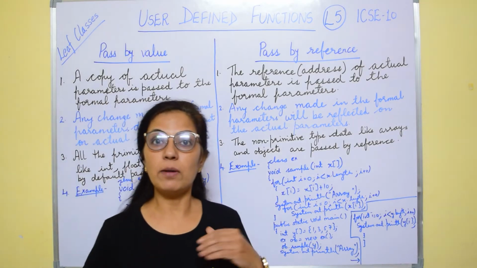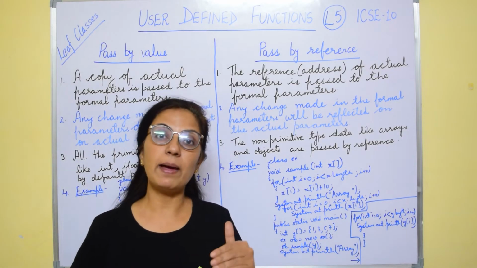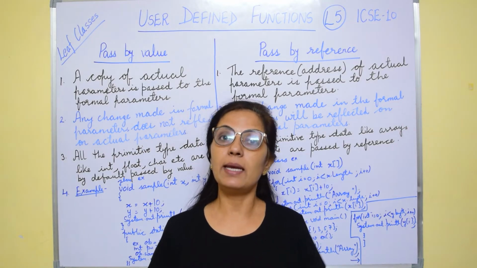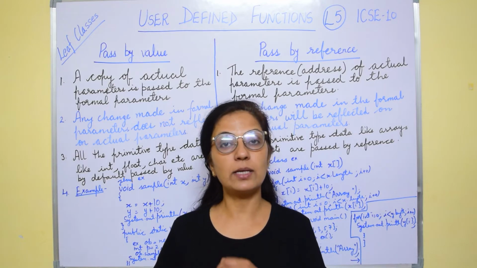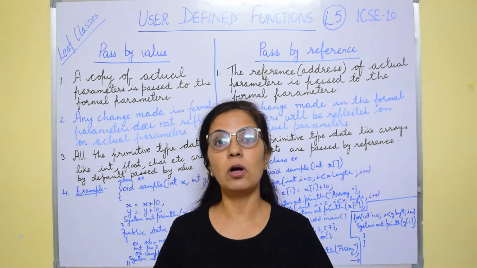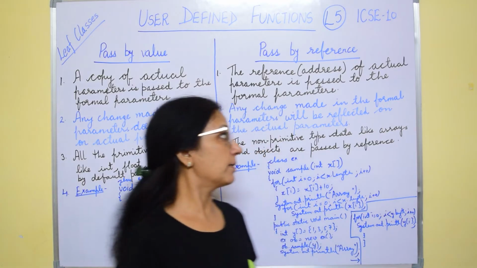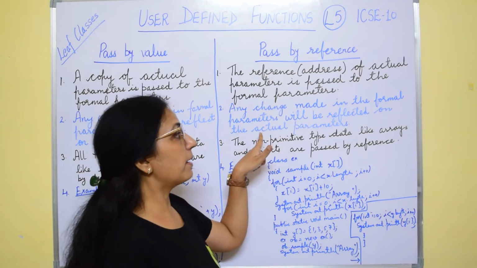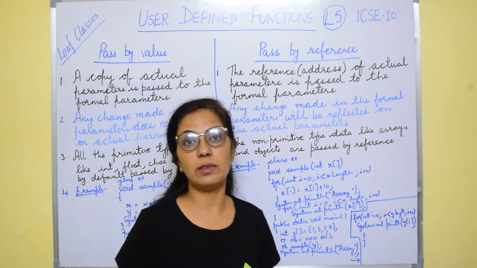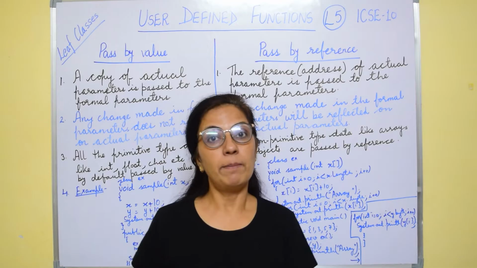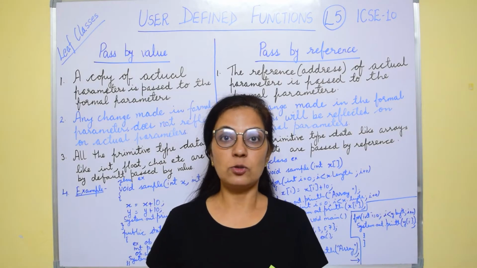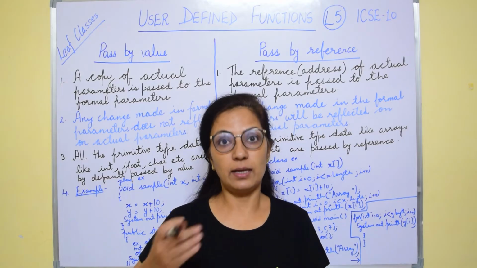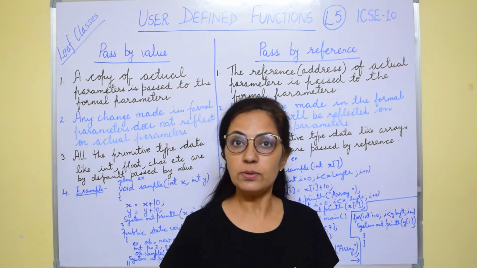The second difference says any change made in formal parameters does not reflect on actual parameter. Formal parameters are the parameters which you write in function definition. So if you make any change in the formal parameter, that will not affect the actual parameters at all. Then here, any change made in the formal parameters will be reflected on the actual parameter. Why? Because the address is being passed. So if any change we do in that particular address, obviously the actual parameters will also change.